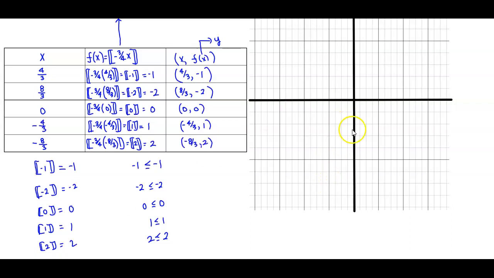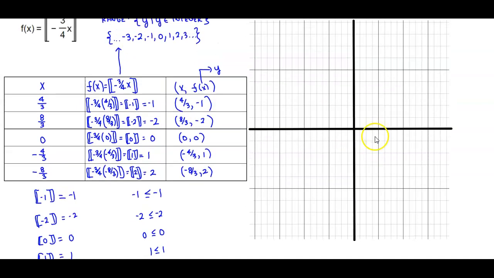Now the goal here is that we want to use our inputs on our x-axis. So we know we have 0.